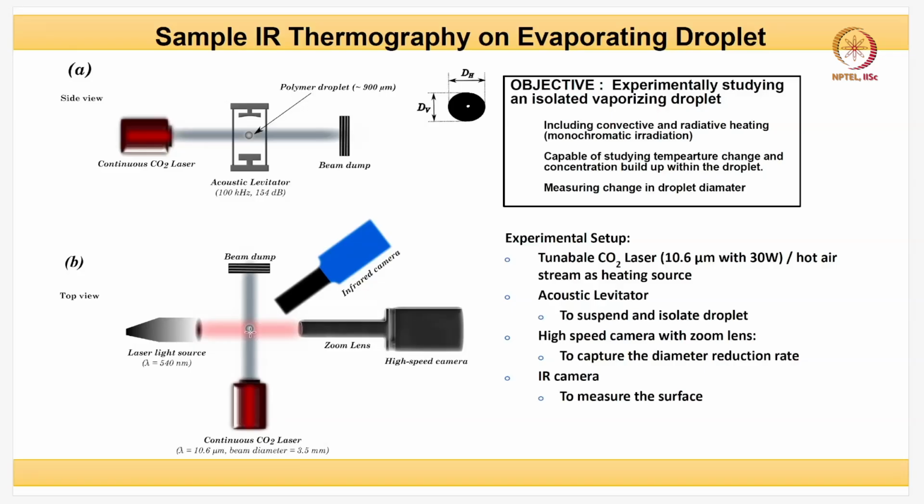Now, why is the high-speed camera used to measure the regressing droplet size? Because it can go to a much higher frame rate compared to the IR camera. The IR camera is not essentially locked with the high-speed camera, so it cannot take images as fast as a high-speed camera does. But from an IR camera you can also measure the droplet size, so to say. So this is one sample IR thermography setup that we have.